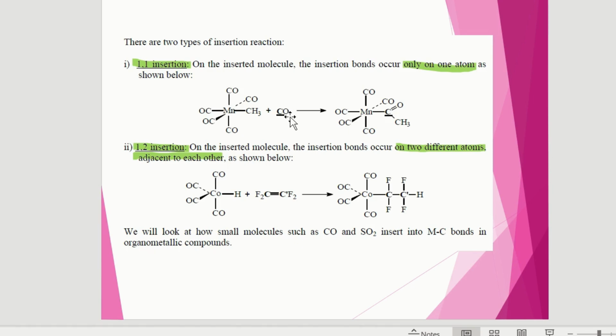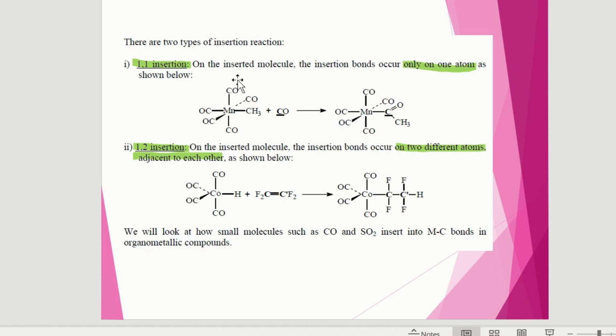In 1,1 insertion, there is also the methyl group, and as we can see from the reaction, it seems like a direct insertion. For the CO, the CO is located between manganese and the methyl group, inserted between manganese and methyl group. This one is 1,1 insertion, also known as alkyl migration.